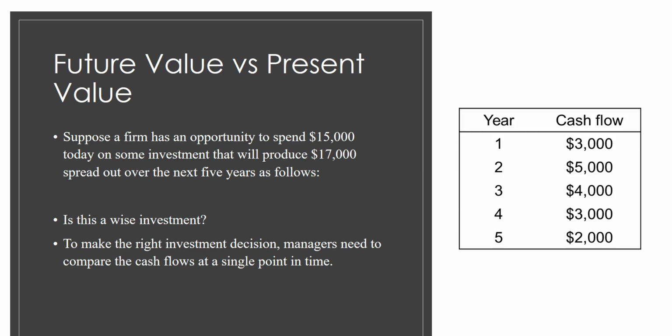So let's look at a company. They have the opportunity to spend $15,000 today on an investment that will yield $17,000 over the next 5 years. And the cash flows are spread out so that in year 1 they have a $3,000 cash flow, year 2 $5,000, year 3 $4,000, year 4 $3,000, and year 5 $2,000 for a sum of $17,000. So they're spending $15,000 today to earn $17,000 over the next 5 years. Is this a wise investment?